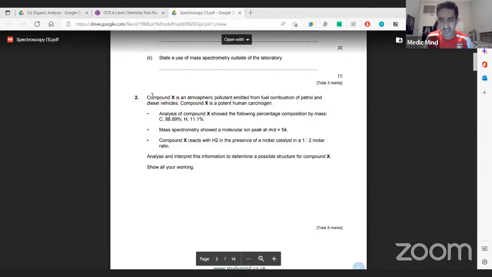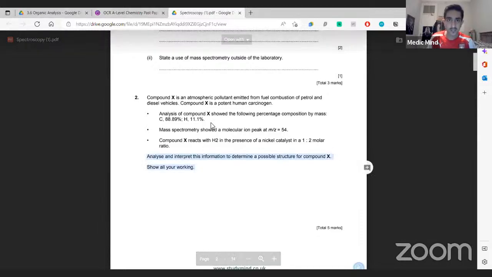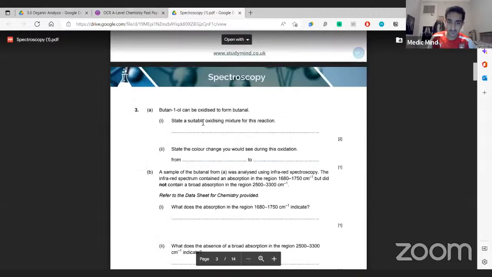And remember, you've only been asked to deduce 1 possible structure for compound X. You don't need to deduce that much. So 1 possible structure is all you need. And that's kind of it.